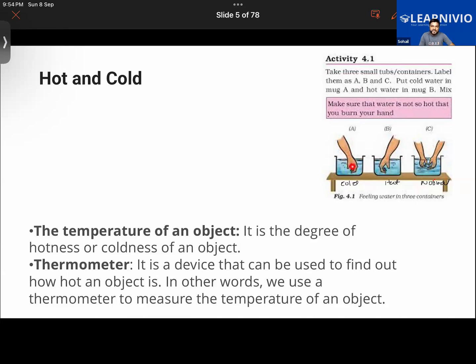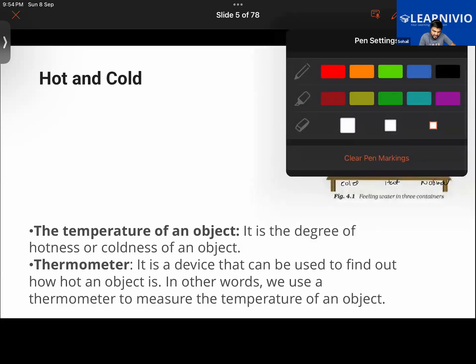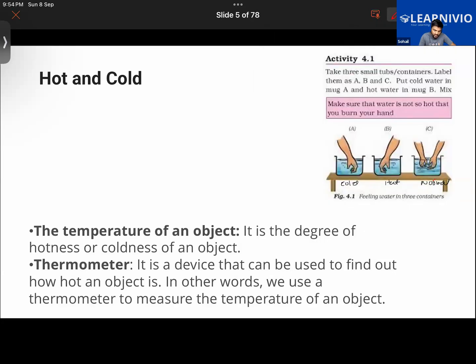The heat is traveling from the hotter body to the colder body, as we know. Your hand is warm. If you compare your hand with the temperature of water, your hand is warmer. So heat flows from the hand into the water. So that's why your hand feels cold.